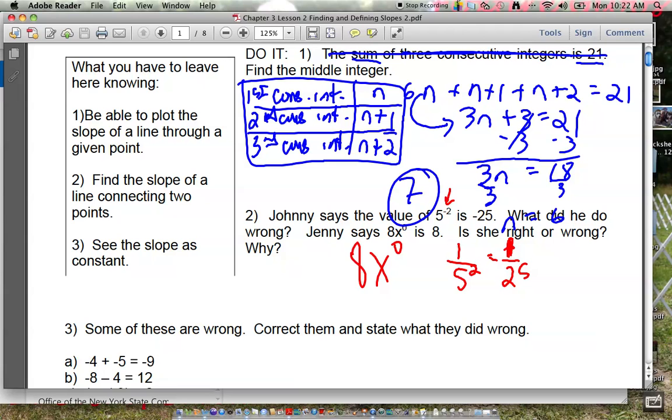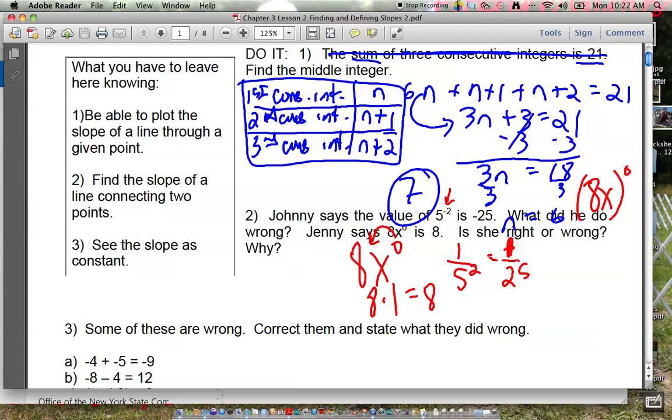That's right, but here's the thing. This 0 here has nothing to do with the 8. It only has to do with the x. If I wanted it to have to do with the 8, I would need to write it like this. All right, so anything to the 0 is 1. So x to the 0 is 1, and then 8 times 1 is 8.